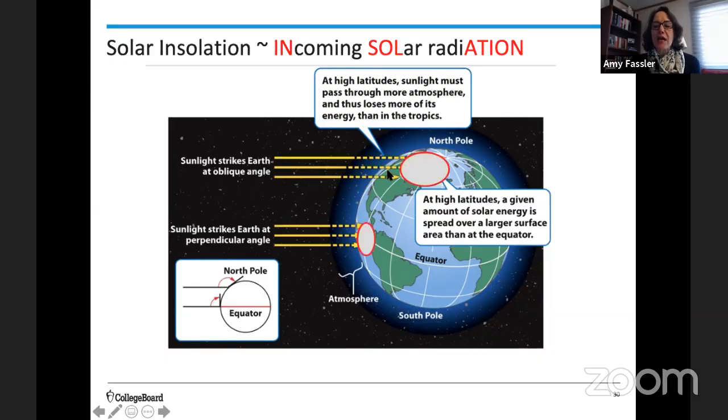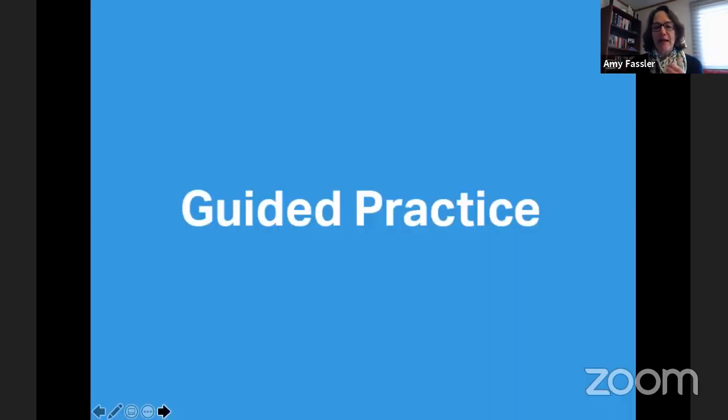And so the same amount of solar energy at the equator is spread over a pretty concentrated small surface area, but because it's striking at a curvature and that sunlight has to hit at that angle, the same amount of energy is spread over a much larger surface area as I move toward the pole. So that's starting to make a connection to me between where biomes are located and the climate that it has.